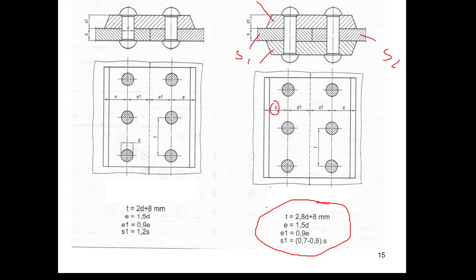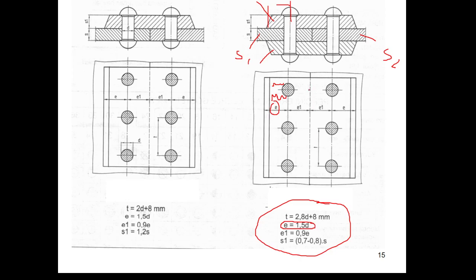If this limit distance, the minimum value of E, is not used, and the distance between the edge and the center of the rivet becomes less than E, then sure, when the joint is loaded by the sheets, the body of the rivet will tear this sheet here and will tear there. To be able to prevent tearing, obey the recommended value of E, the distance from the edge of the gusset plate to the center of the rivet, written over here: 1.5 times rivet diameter. Obey this recommendation.